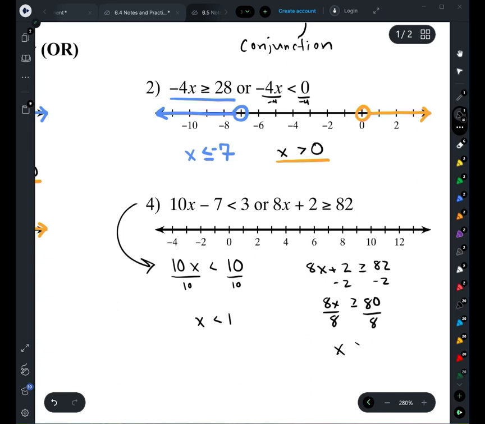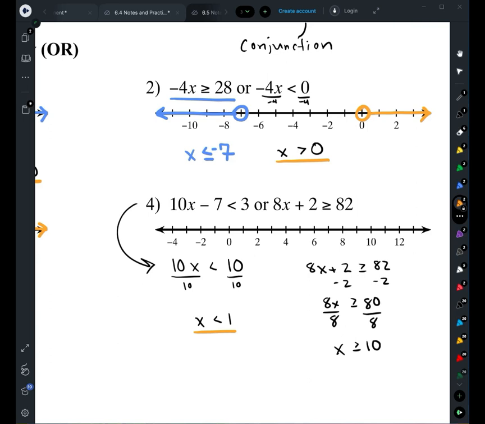So graph each of those little ones, less than 1. So let's find 1 and go to the left. Greater than or equal to 10. I got the solid circle that time around, and there you go.